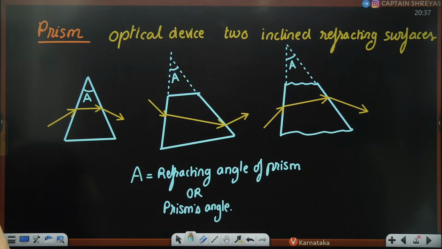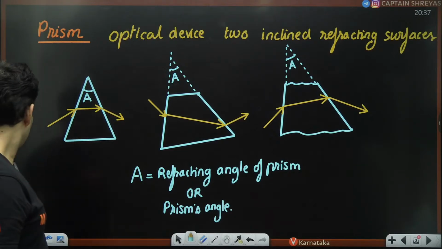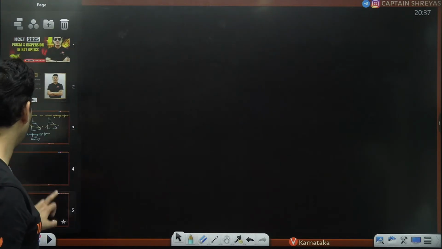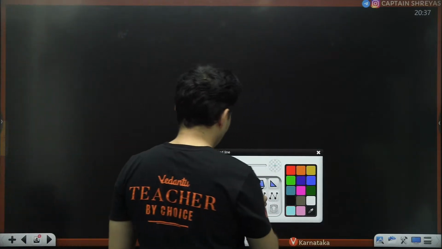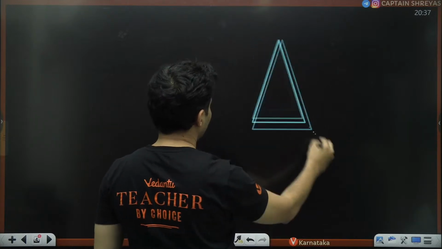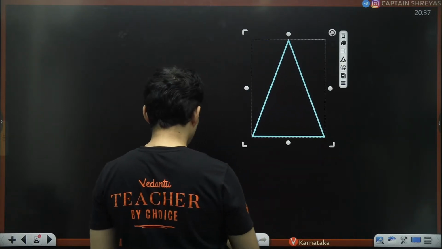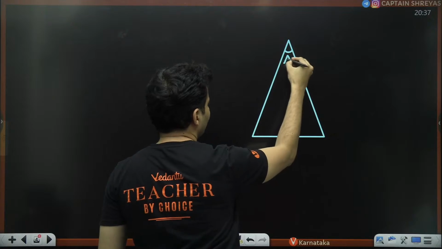Very good. Awesomeness. Now, there are some geometrical nomenclature terms which you should know about a prism. So let's start doing that first. Imagine this is your prism. Okay, this is the angle of the prism.